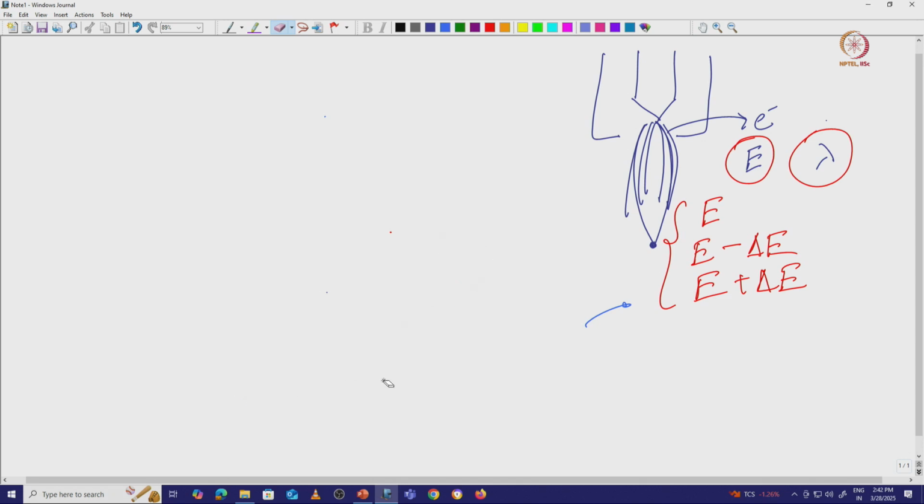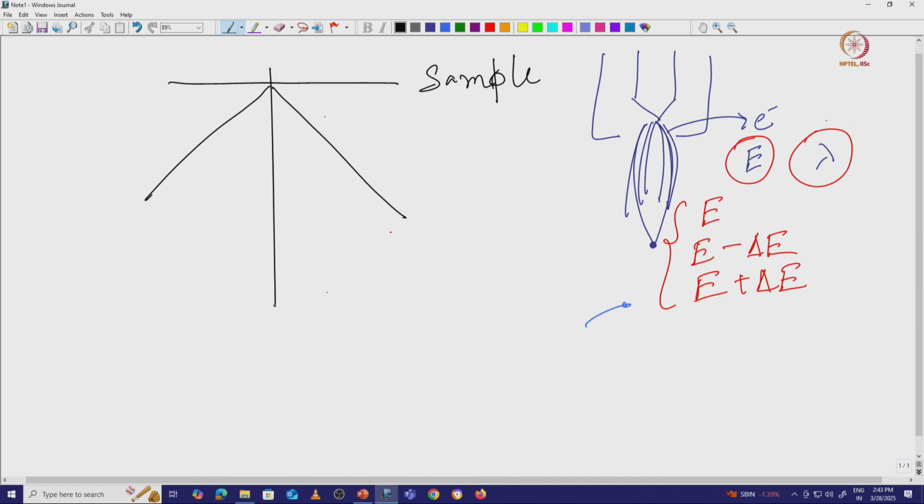If someone is asking that, okay, do we have this chromatic aberration problem in the electron microscope? Definitely we have a chromatic aberration problem, and how we will draw and explain this: okay, this is the sample. If this is our sample, rays will come out from here, and we are considering that this is my optical axis.